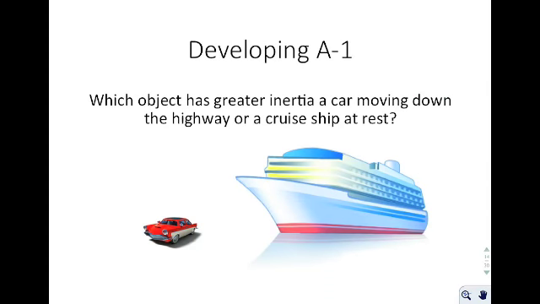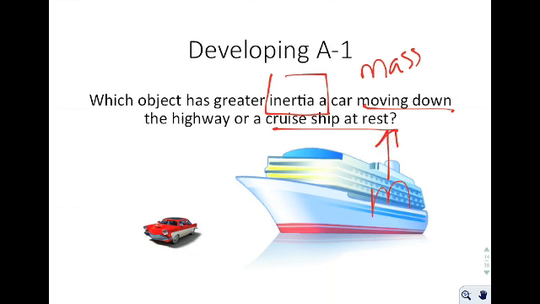Developing A1. It says, which object has a greater inertia, a car moving down the highway or a cruise ship at rest? Now remember, when we're talking about inertia, we're talking about mass. So it doesn't matter if the car is moving or if the cruise ship is at rest. We're trying to talk about which one is going to resist a change in motion the most. Cruise ships are much, much larger. They have much, much more mass than a car. You generally think of a car as being fairly massive, but you can fit hundreds of cars inside of a cruise ship. So because of that, we would say that the car has less inertia than a cruise ship, or the cruise ship has more inertia than the car.